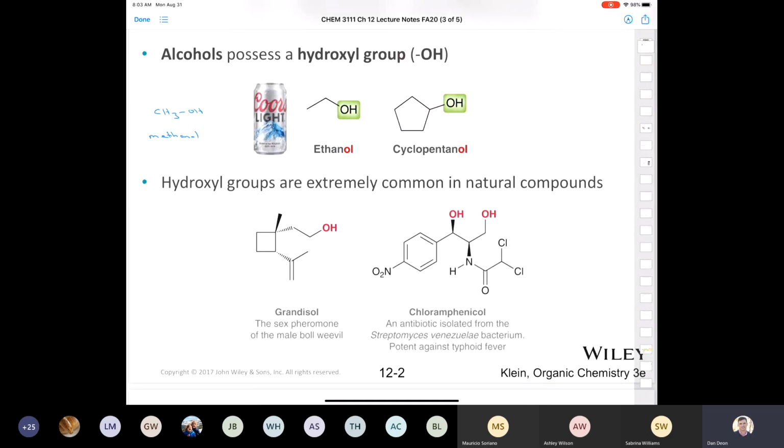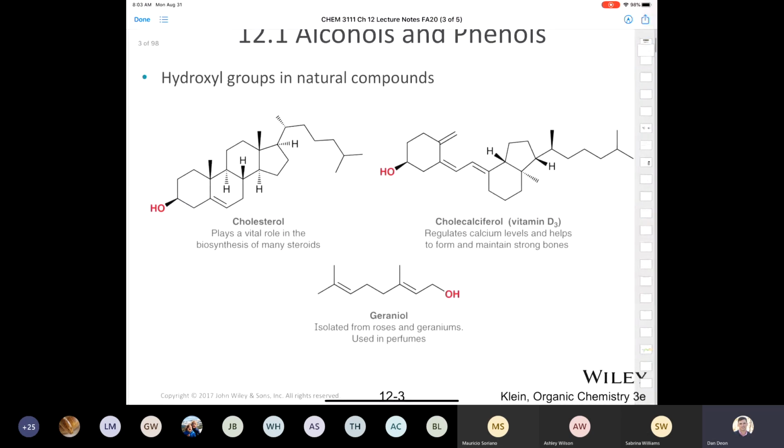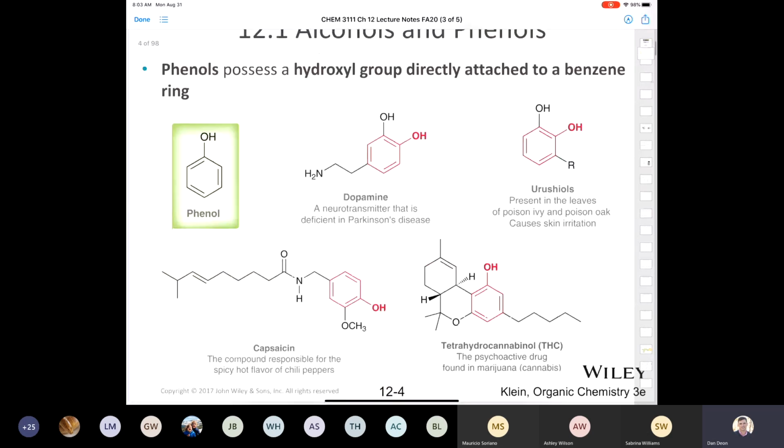I have a couple of them here. I won't go over those in gross detail because I won't be asking you a whole lot about that. But you can see that you have an alcohol in cholesterol, and that's why you have the suffix "ol," because cholesterol is essentially an alcohol. You have geraniol, which is the scent of geranium. So if you like to smell geraniums, it's geraniol. Anyhow, let's move on from there.